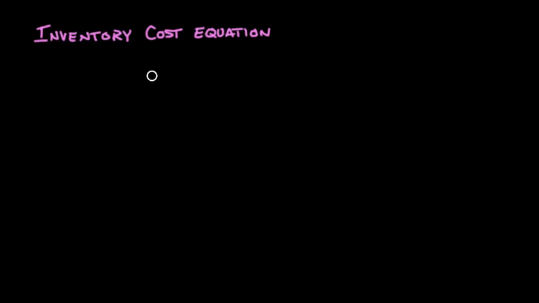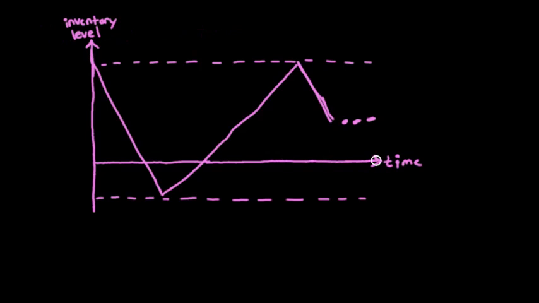And there are a lot of little equations that build up to it. So we're going to draw a graph. We're going to walk through those equations step by step. We're going to make lots of connections. It's going to be great. Let's get started. So on the x-axis we have time, and on the y-axis we have our inventory level.